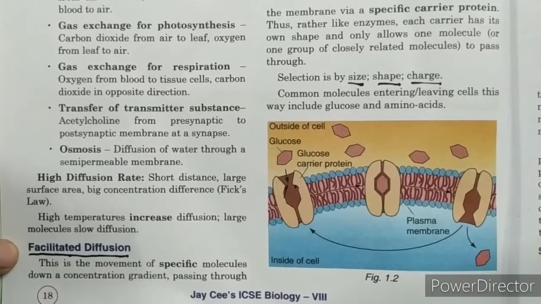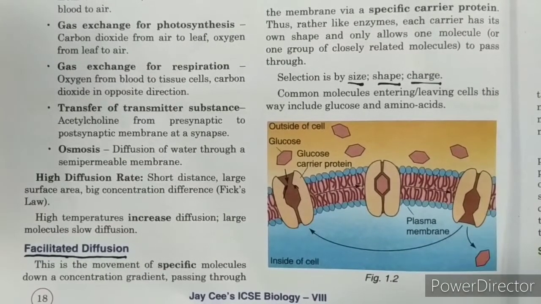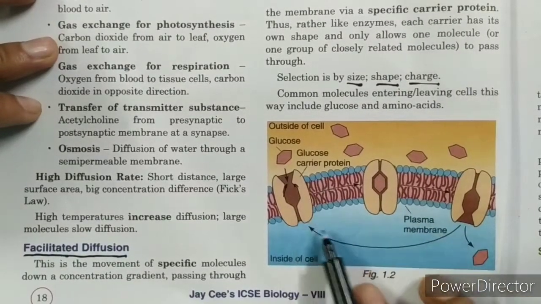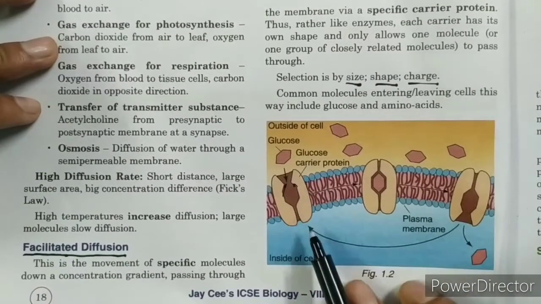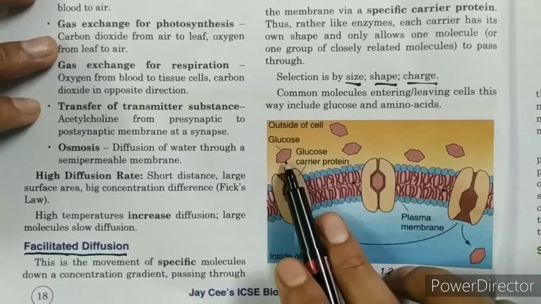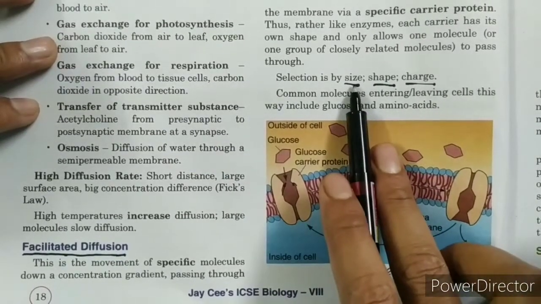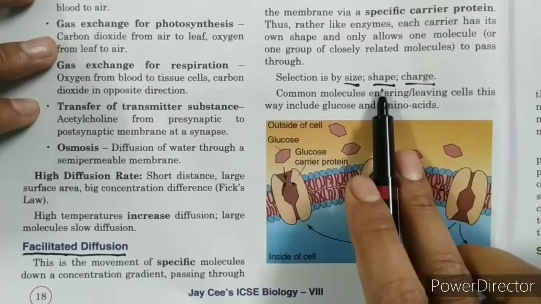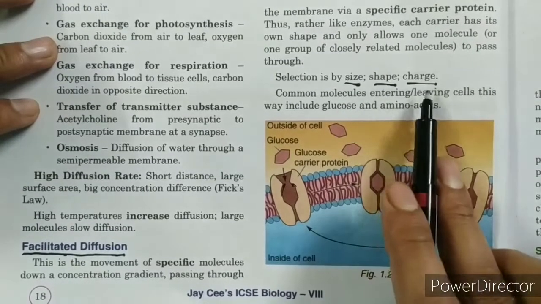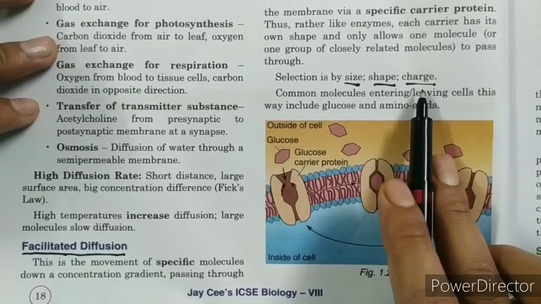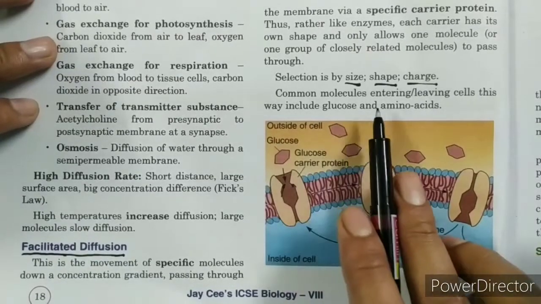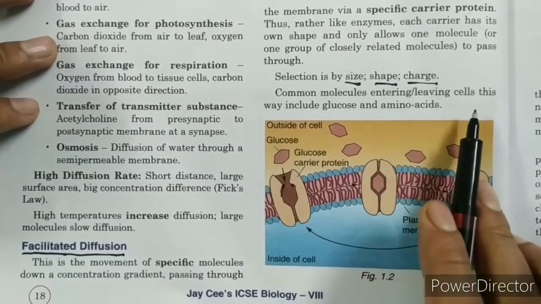Facilitated diffusion means generating a facility in a membrane where carrier proteins are used for a specific type of molecules which have the same size, same shape or charge. So these are the common molecules entering or leaving cells.